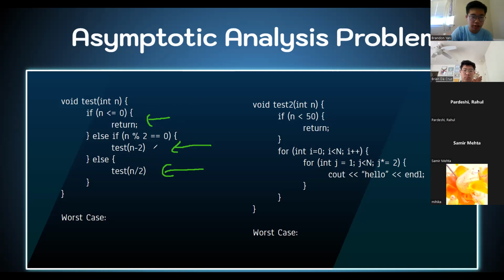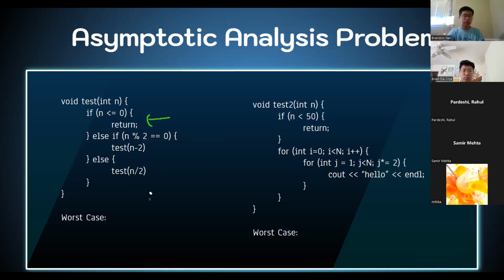Now, if we compare n minus 2 and n over 2, I believe the worst case would be this running this call every time, because if I kept on running n over 2, my n would decrease much faster than if I just subtracted 2 every time. So since there would be more overall operations when I only subtract versus dividing by 2, I'll have an overall slower time complexity if I use test n minus 2 every time.